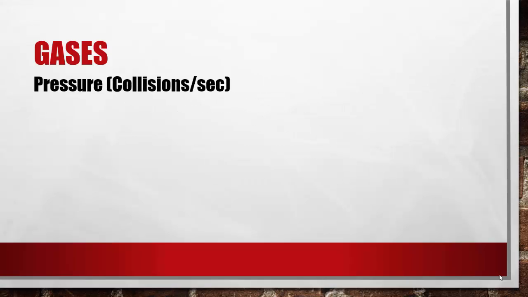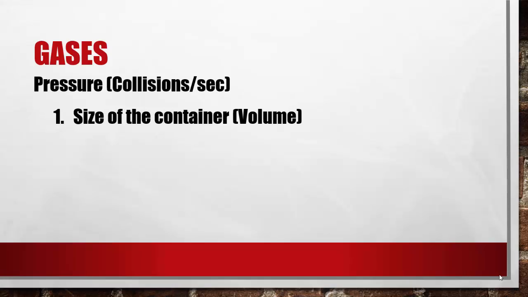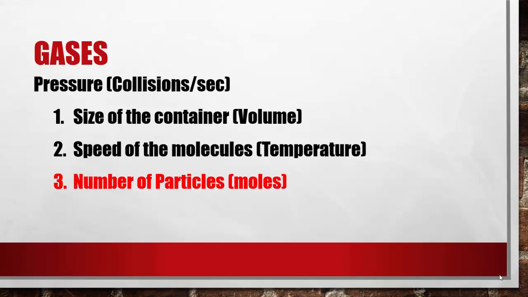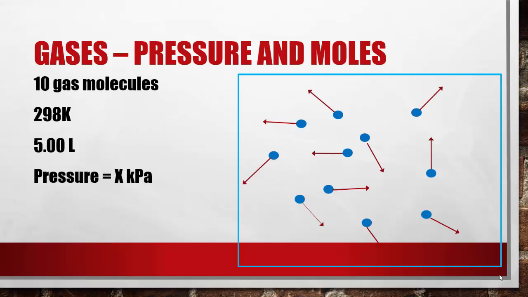So if you take a look at pressure, it's dependent upon three things: the size of the container, or the volume; the speed of the molecules, the temperature; and the number of particles. So we're going to cover the third one here, and the relationship between pressure and moles. So we take our container, we have our 10 gas molecules. It's at 298 Kelvin, 5 liters, and it'll have some pressure x kilopascals.